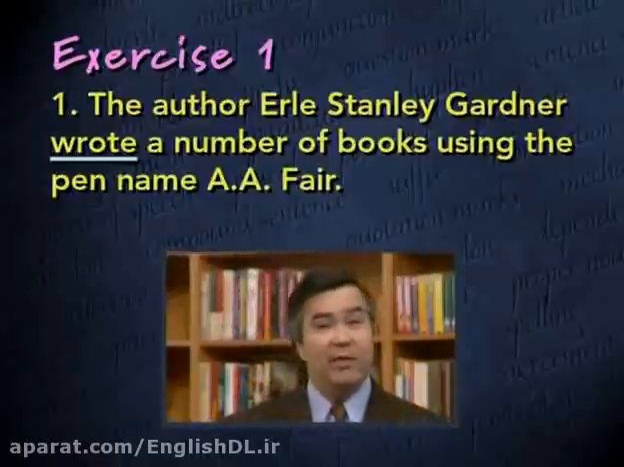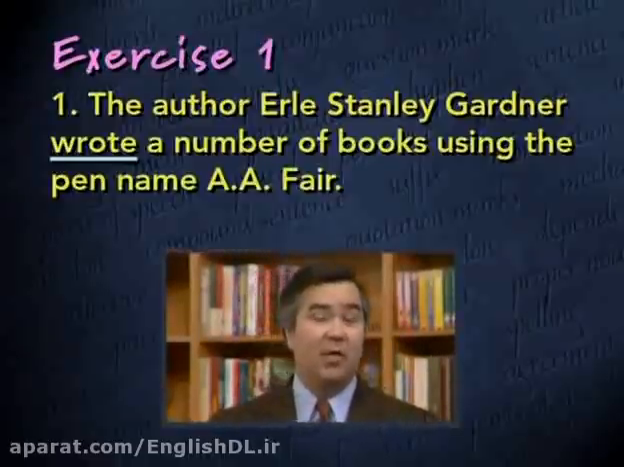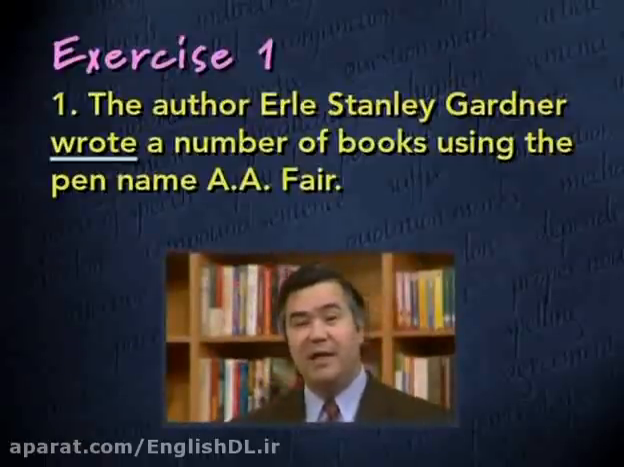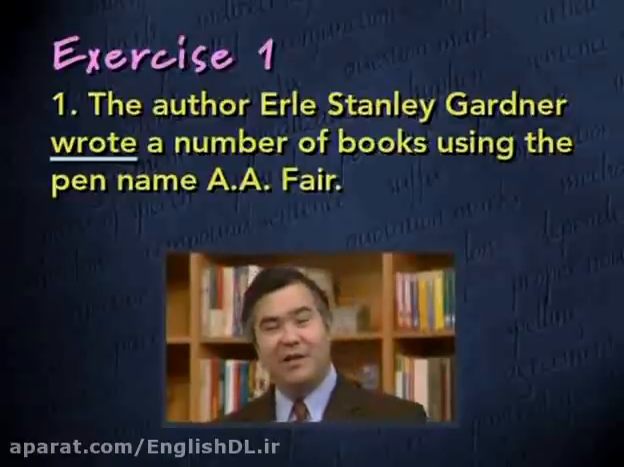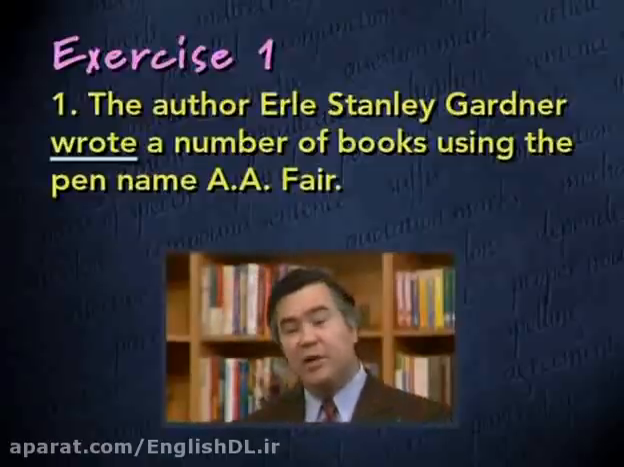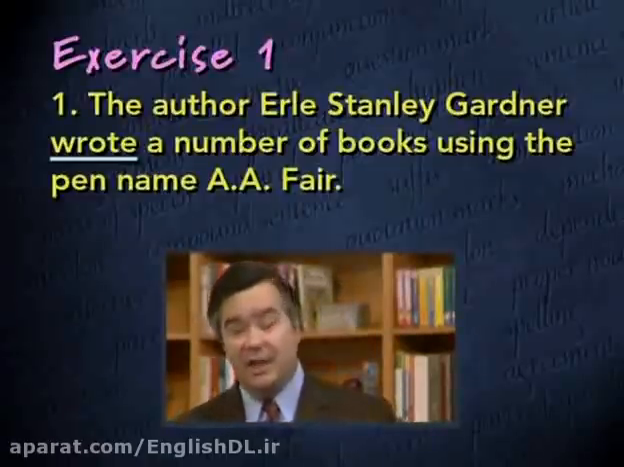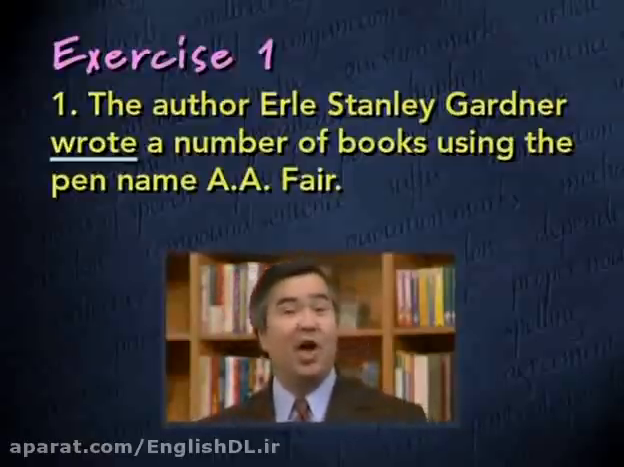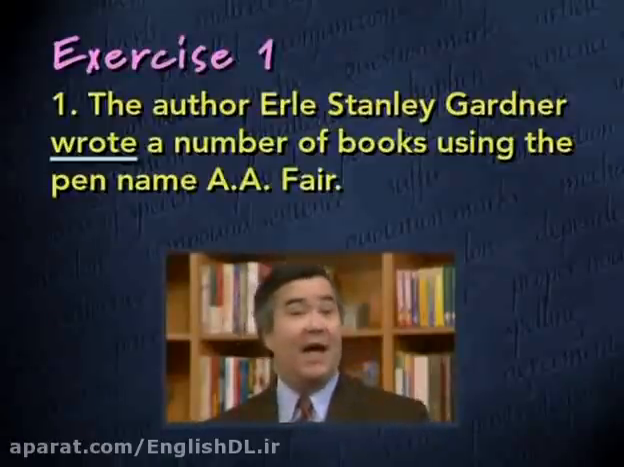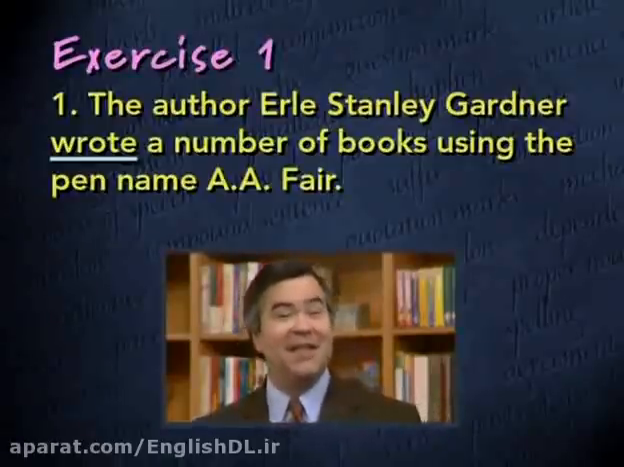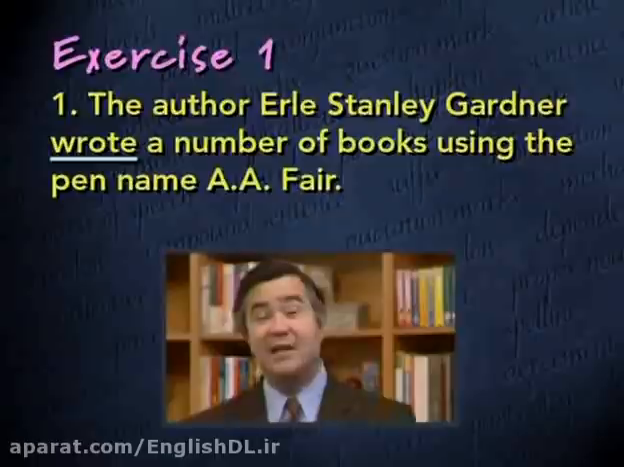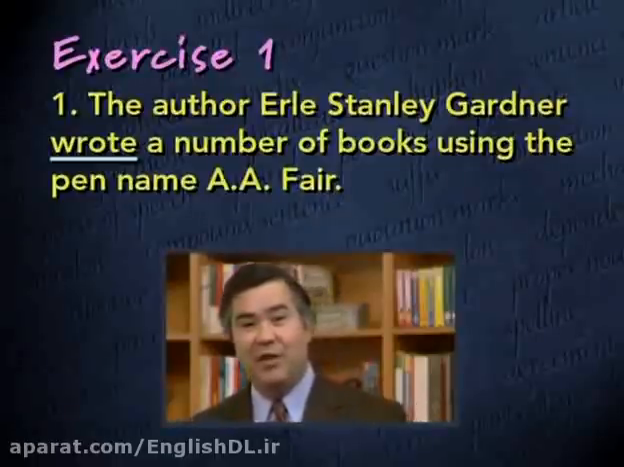In order to determine whether it's a transitive verb, an intransitive verb, or a linking verb, you need to decide whether it's a verb of action or a verb of being. And if it's a verb of action, whether there is something in the sentence which receives the action of the verb. Well, in this case, wrote is being used as a verb of action. It is telling us something that the author Earl Stanley Gardner did. And is there anything in the sentence which receives the action of the verb wrote? That is, does the sentence tell us something that Earl Stanley Gardner wrote? The answer is yes. There is something that receives the action of the verb in this sentence.